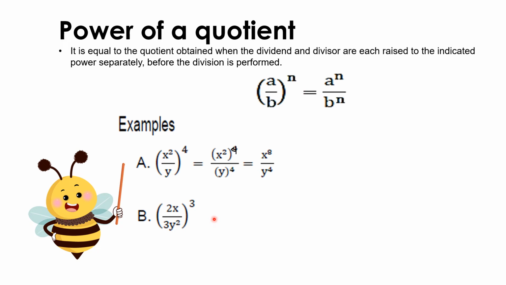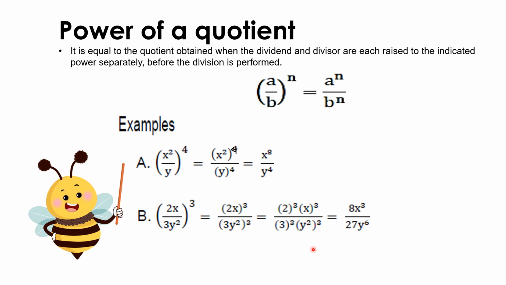Another example, what if we have a numerical coefficient and a variable? Again, just like in the power of a product law, we distribute the exponent outside to the exponent inside. So we have 2x raised to 3 all over 3y squared raised to 3. Again, applying the distributive or power of a power law, 2 is raised to 1. So that is 2 raised to 3 times x raised to 3 all over 3 raised to 3 multiplied by y squared raised to 3.